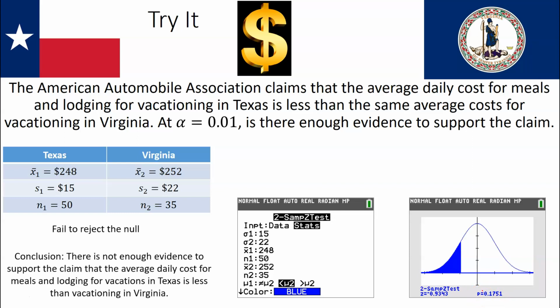So there's not enough evidence to support the claim that the average daily cost for meals and lodging for vacationers in Texas is less than that for vacationers in Virginia.